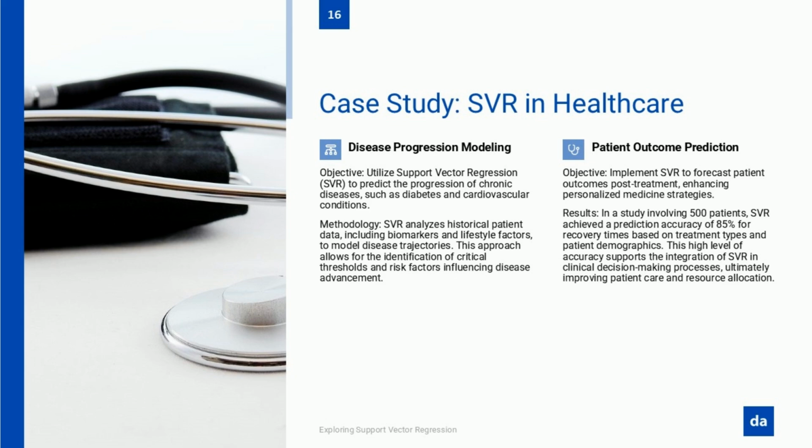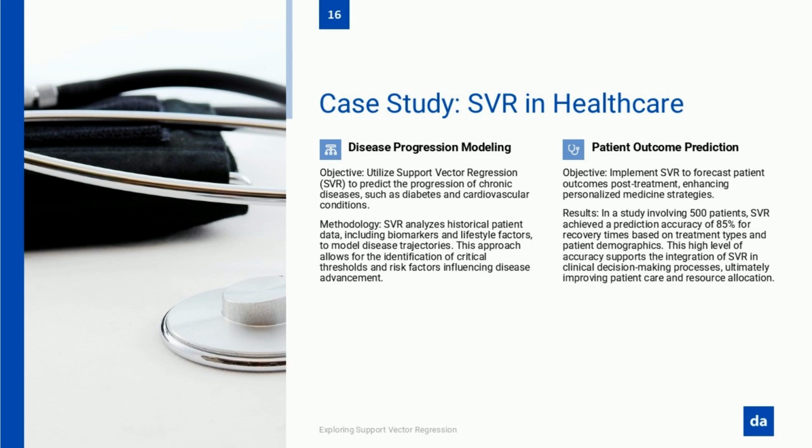One major application of SVR in healthcare is disease progression modeling. Chronic diseases such as diabetes, cardiovascular conditions, and neurodegenerative disorders evolve over time, and understanding how they progress can help doctors make better treatment decisions. By analyzing historical patient data, including biomarkers, lifestyle factors, and genetic predispositions, SVR can predict the trajectory of a disease. This allows doctors to identify high-risk patients early, personalize treatment plans, and improve long-term outcomes.